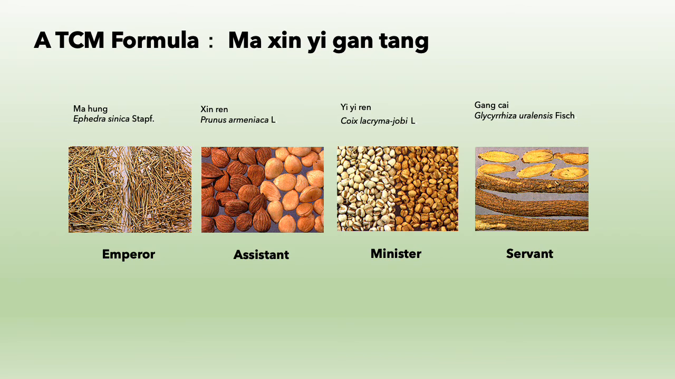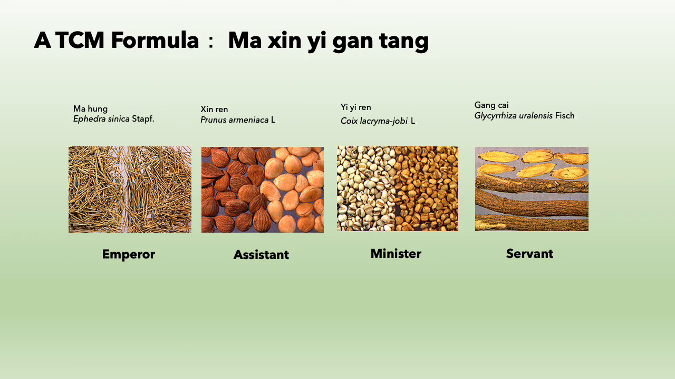So I want to give an example to show the multi-herbal effect for treatment of disease. So this is a Chinese herbal formula containing 4 different herbs. It's called Ma Xing Yi Gan Tang. It contains ephedra, prunus, coix, and glycyrrhiza.